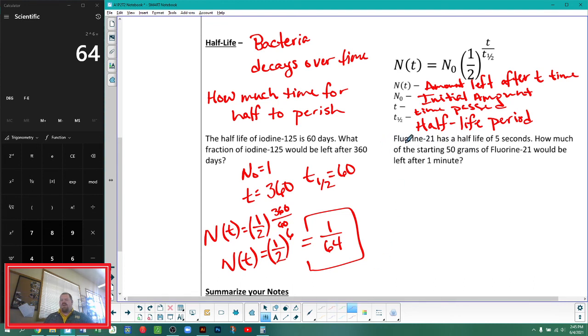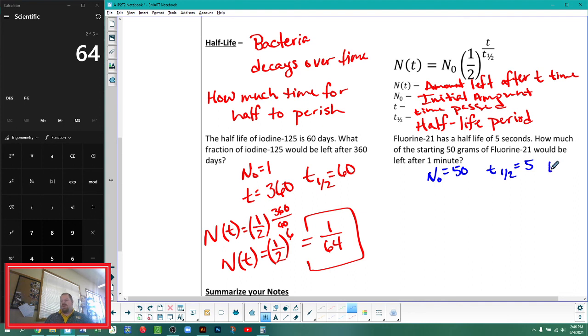Let's look at this one. Fluorine 21 has a half-life of 5 seconds. How much of the starting 50 grams? So on this one, I have a starting amount of 50. And it told me that the half-life was 5 seconds. I'm just trying to write in what I have as I get it. But how much of the starting 50 grams would be left after 1 minute?